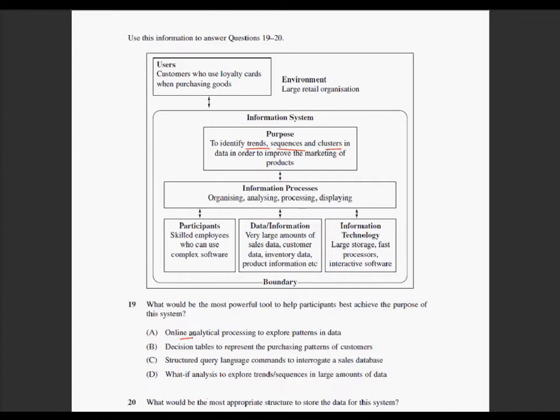So the first one is our online analytical processing to explore patterns in the data. So straight away we should be saying, well, look, there's the word patterns here, and there's the word trends and sequences and clusters up here, and those words interlink. So let's have a look at what an online analytical processing looks like.